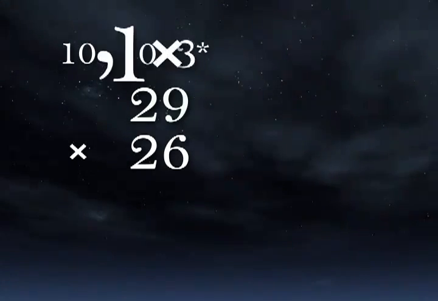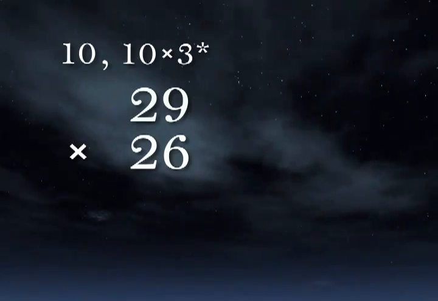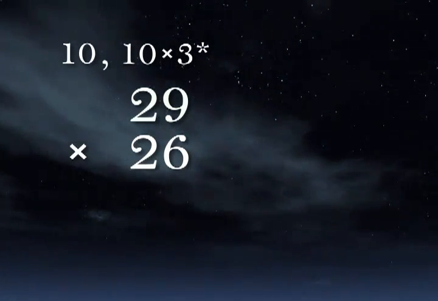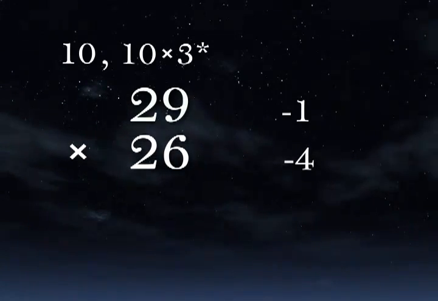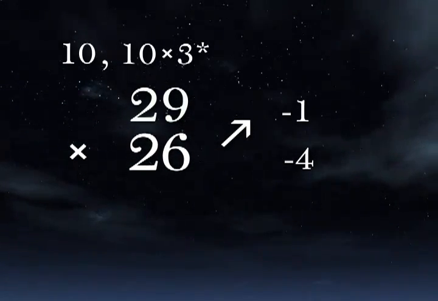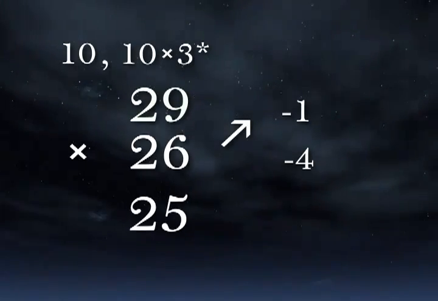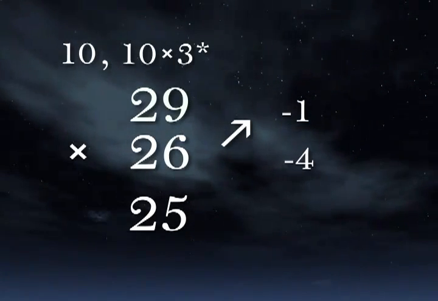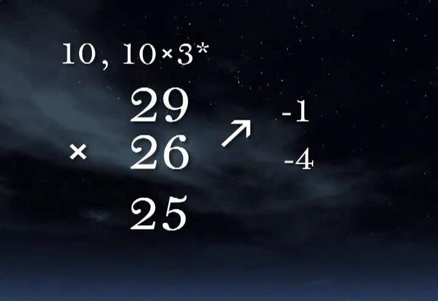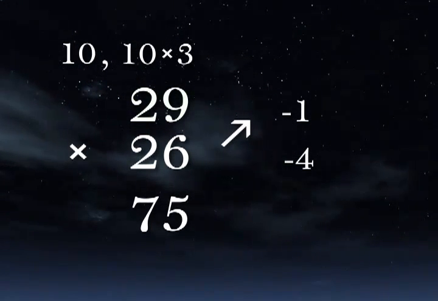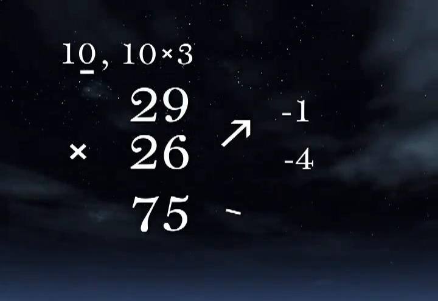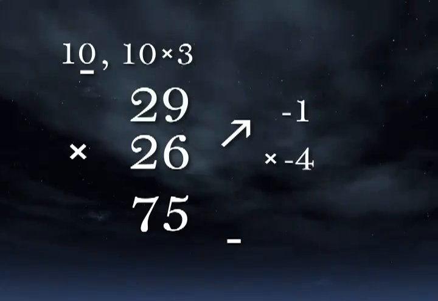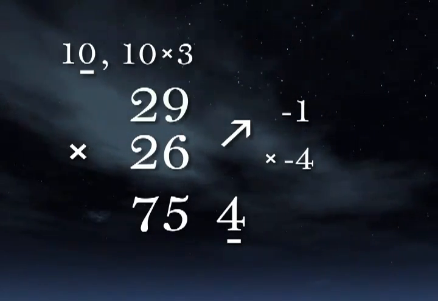In this example, our actual base is 10 and our working base is 10 times 3. 29 is 1 less than 30, so we write negative 1. 26 is 4 less, so we write negative 4. Working crosswise, 26 minus 1 is 25. Now we apply the operation indicated in the working base. 25 times 3 is 75. That's the left side of the answer. Our actual base has one zero, so the right side gets one digit. Negative 4 times negative 1 is 4. Our answer again, 754.